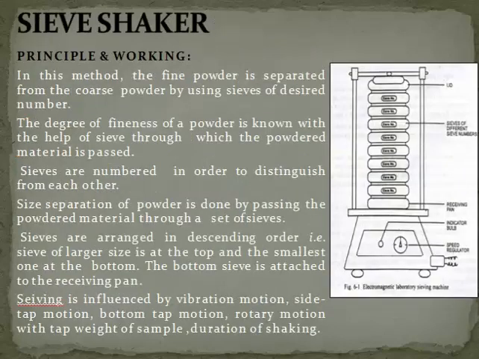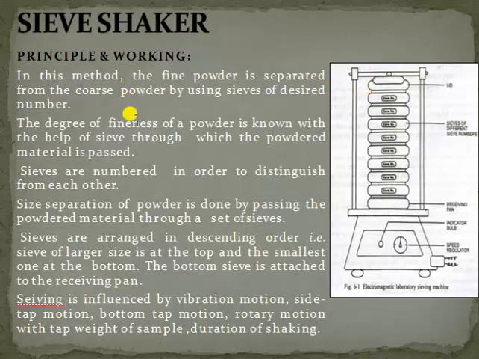Now next is the sieve shaker. As we have already discussed in the previous lecture about the sieving method, here a vibrational motion takes place in the sieve shaker. So the principle and working is that in this method the fine powder is separated from the coarse powder by using a sieve of the desired number.